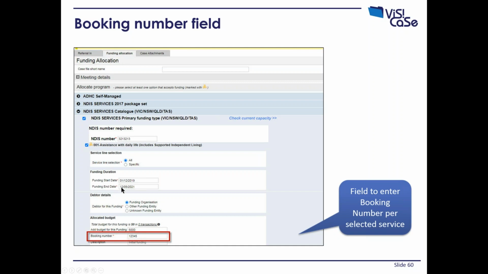This is the funding allocation page where you will see the booking number. So this is the field. You can enter the booking number for the following funding line item.